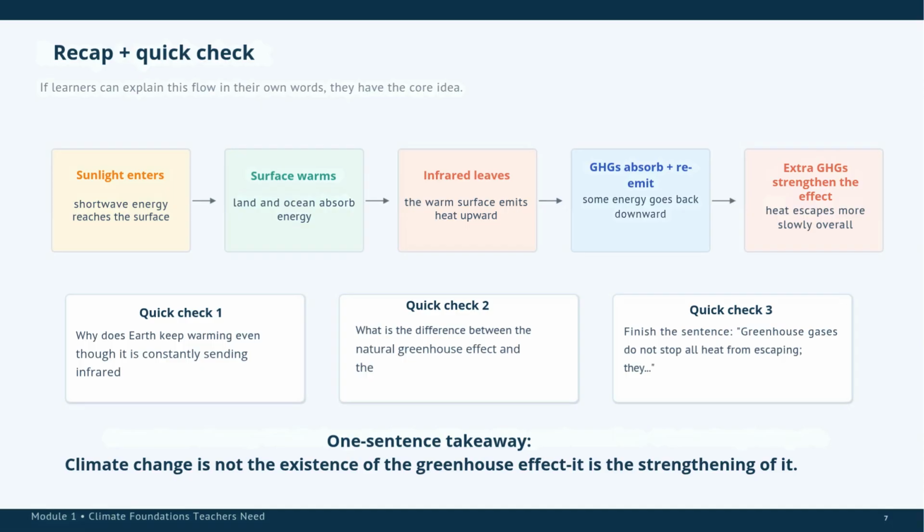So here's the one sentence takeaway from all of that. Climate change is not the existence of the greenhouse effect. Climate change is connected to the strengthening of the greenhouse effect.